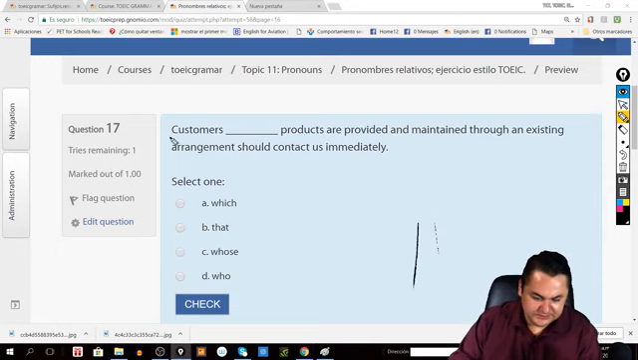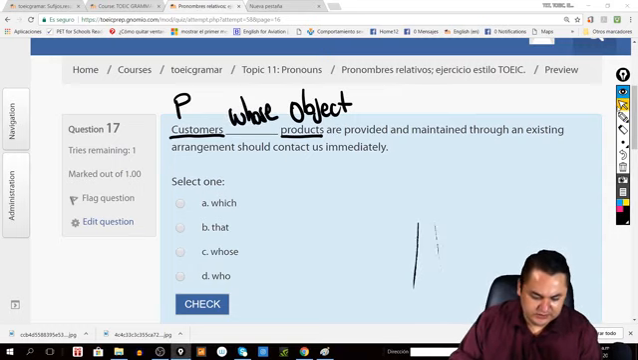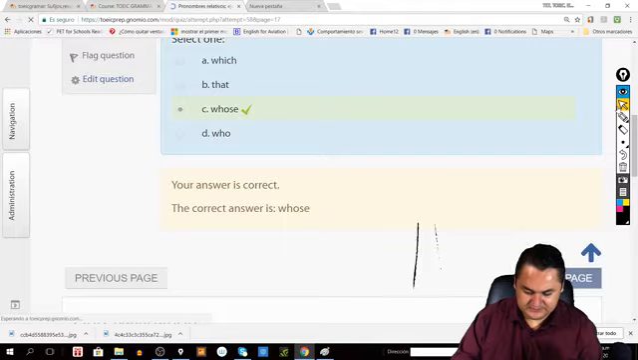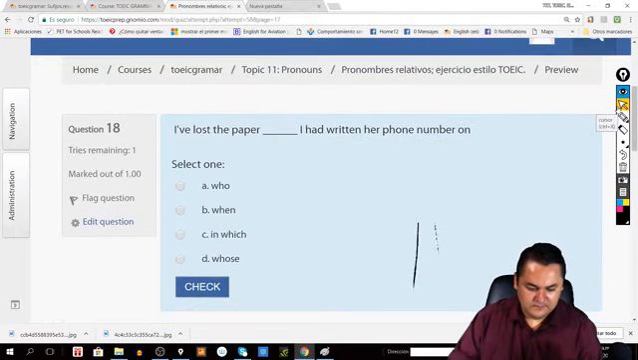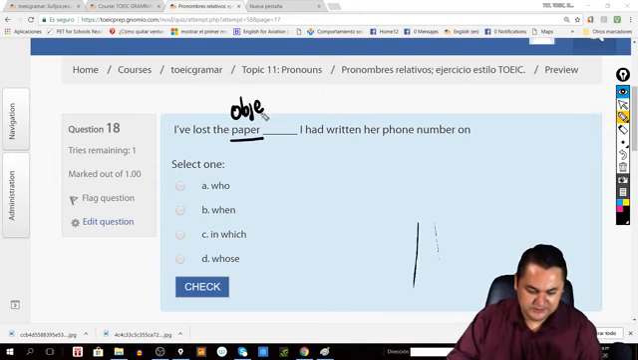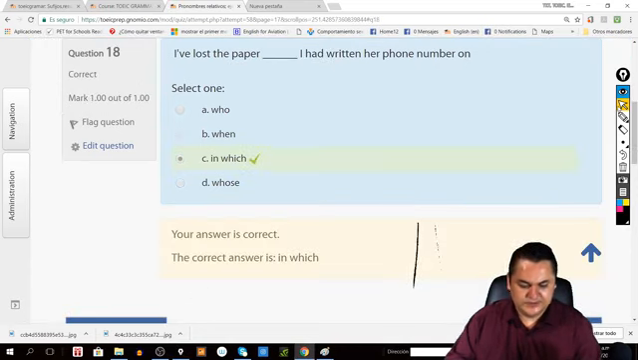They have to review what the proposed project may entail. This question is easy because we have people, and when we have people and objects, we have to use whose. People whose products. And we can try next. I've lost the paper. Paper is an object. I have, it is still a verb, meaning it is still an action. So I have lost the paper, in which, with the preposition, in which I had written.